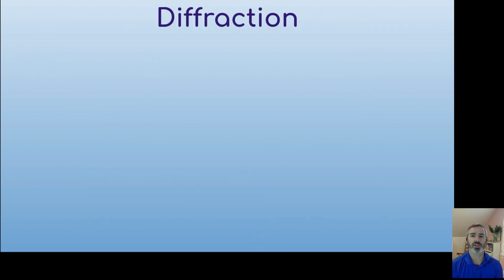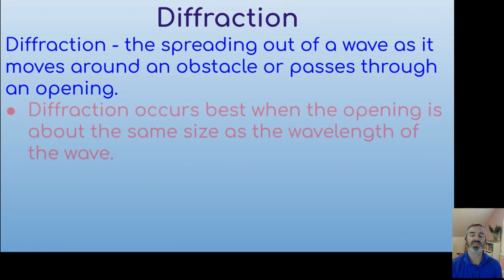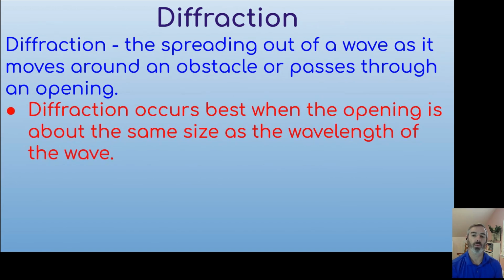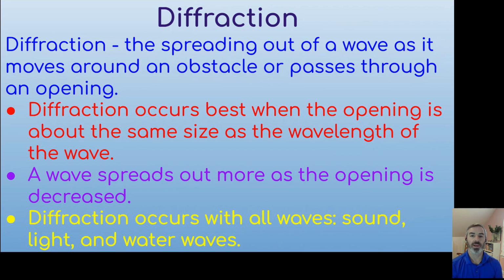Now we're going to talk about diffraction. Diffraction is the spreading out of a wave as it moves around an obstacle or passes through an opening. This is why you can hear somebody talking if they're standing around the corner, because the sound wave bends around that corner. It occurs best when the opening is about the same size as the wavelength of the wave, and a wave spreads out more as the opening is decreased. Diffraction occurs with all wave types. A couple of examples: sound, light, and water waves.